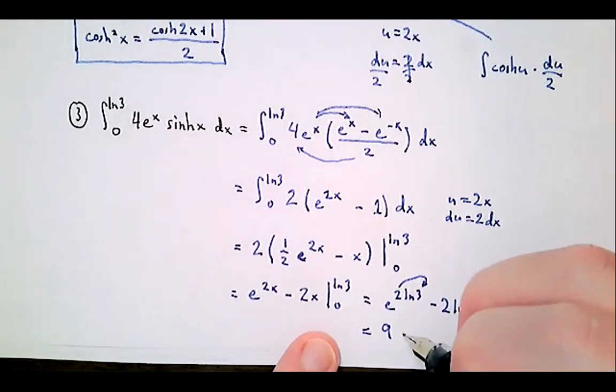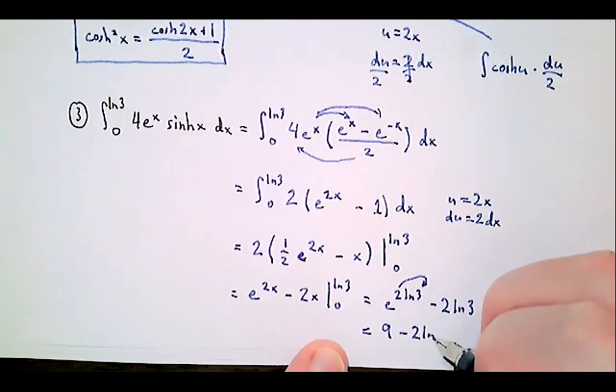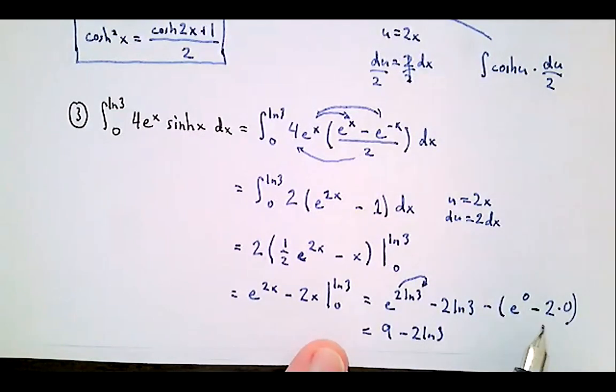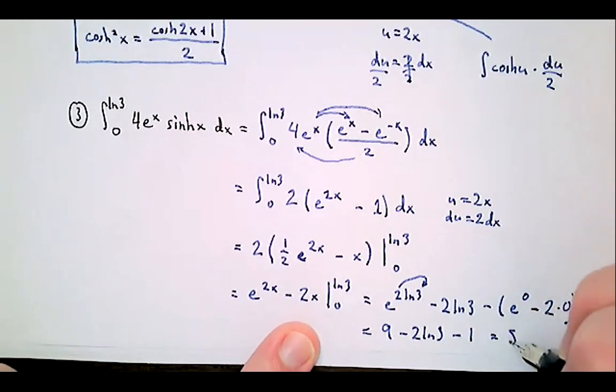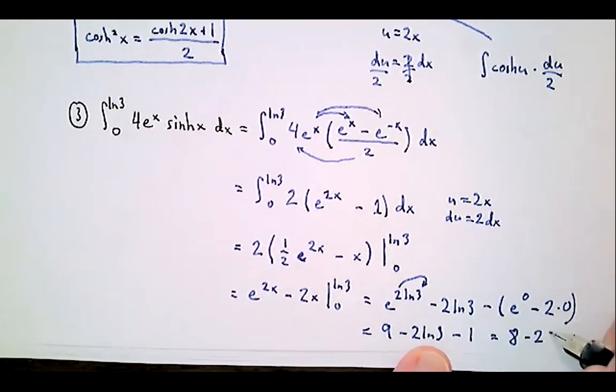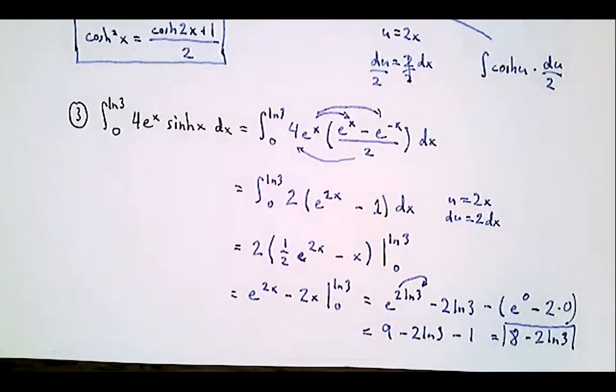And then you have the minus 2 log 3. And then from over here, there's a minus 1 from e to the 0. And then there's one more simplification step we can take, 9 minus 1, to give us 8 minus 2 log 3. And that'll be our final answer there. Any questions over our third integral example?